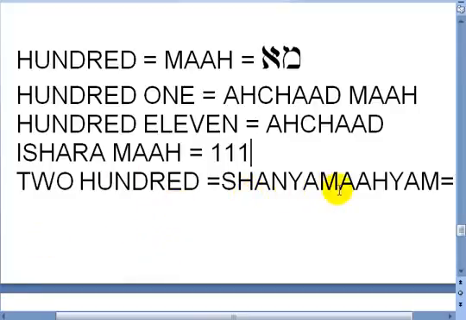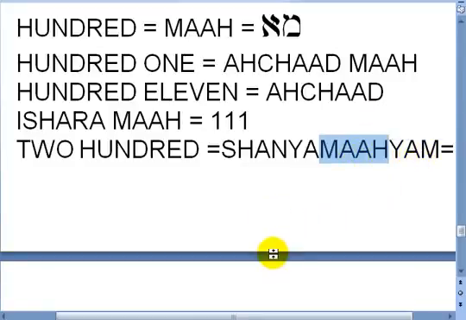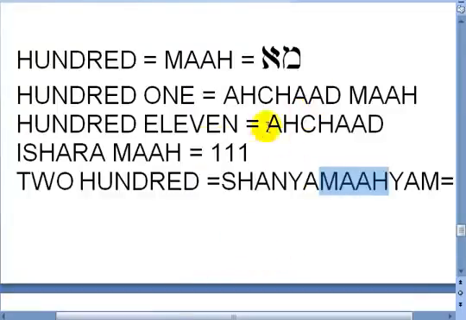Alright, 111. The same thing with the 200. The 200 is Shanya Ma'ayam. Now the Shanya is 2, Ma'ah is 100, and then the Yam gives it the plural sense, which brings it up to the next 100. So Shanya Ma'ayam. So you just build everything the same way you see it.